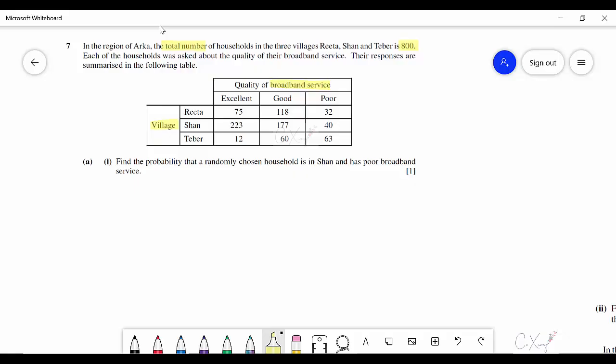Okay, so this is a two-way table, right? Then usually before we find a two-way table, if possible, I usually will suggest you to find out the total for every single group. So as an example, you should have 225 for the total of breakdown. So you add 75 plus 118 plus 32. Okay, then you should get 225 here. And then after that, for the next group, you will get 440.